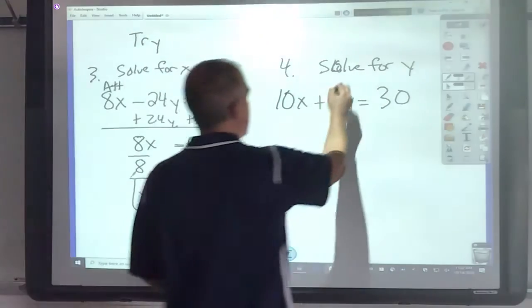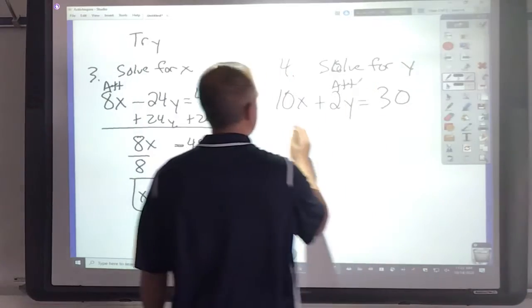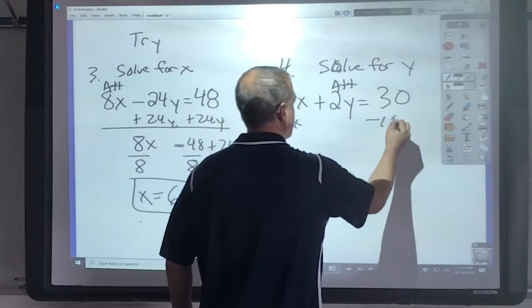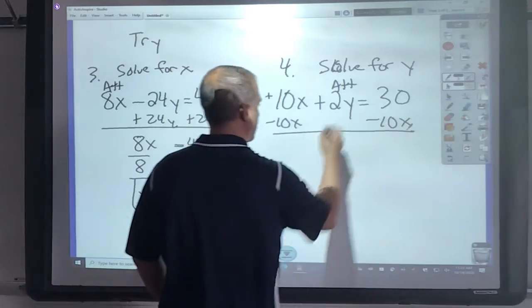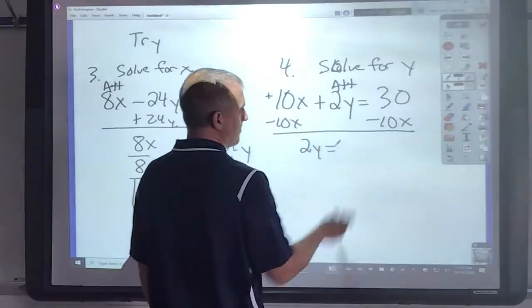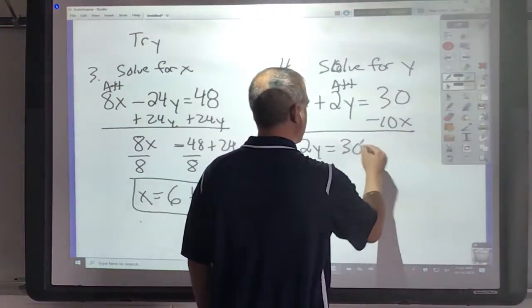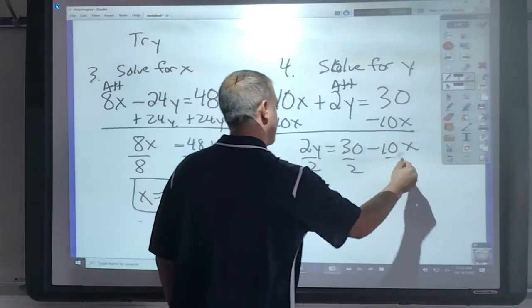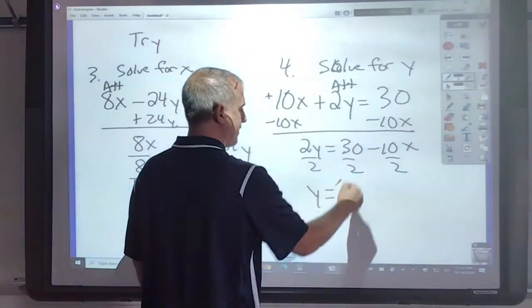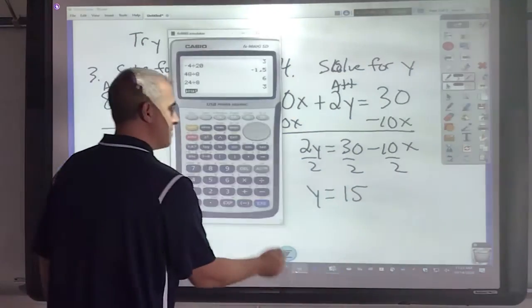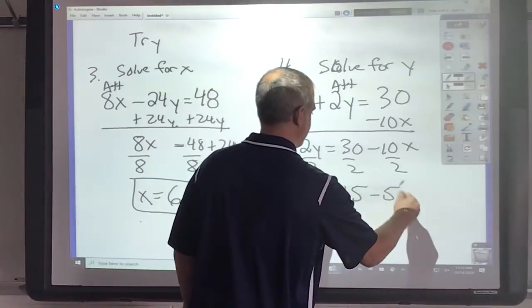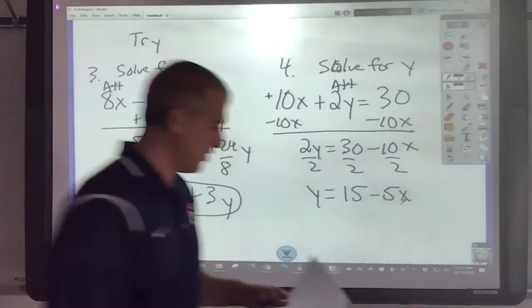This one, I'm going to make this the attached. So I'm going to move this one first. That's a positive 10, so I would subtract 10x from both sides. So I got 2y equals, I cannot combine those, 30 minus 10x. And now I'm just going to divide each part by 2. 30 divided by 2 would be 15. That would be a negative 10. Negative 10 divided by 2 would be negative 5x. That's the first set.